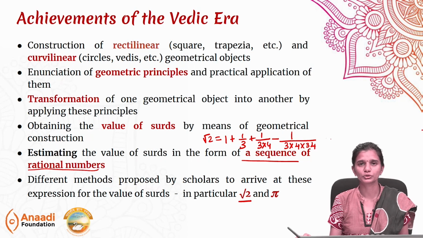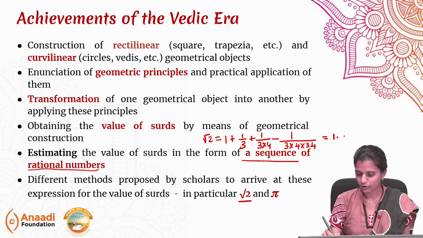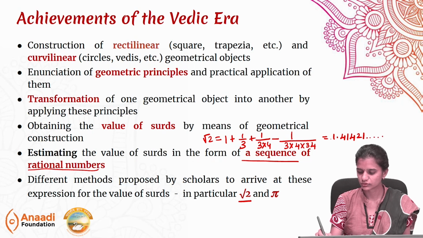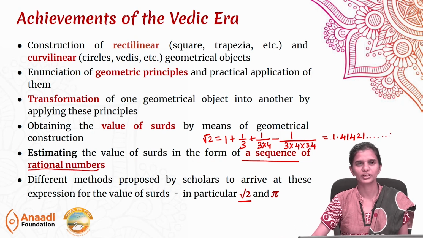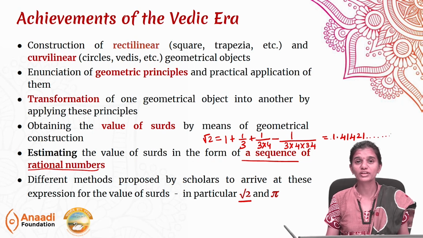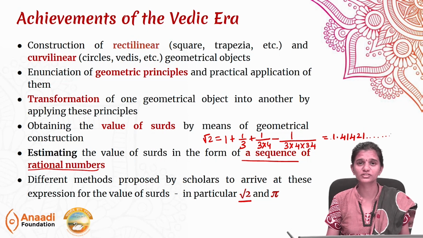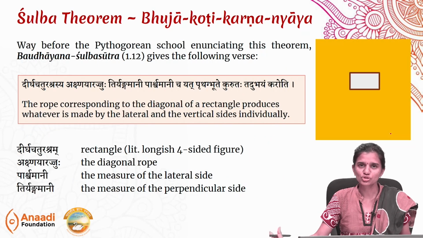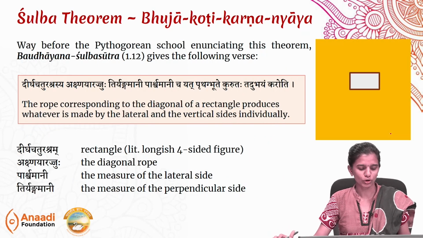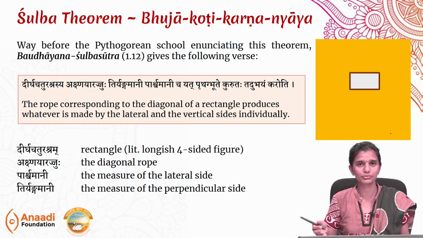Now, if you compute this, you will get the value of √2 correct to 6 decimal places. That is 1.41421. Interesting, isn't it? Imagine our mathematics was this sophisticated 2800 years ago. Amazing, isn't it? All these constructions led to the knowledge of various geometric principles which we read as theorems today.